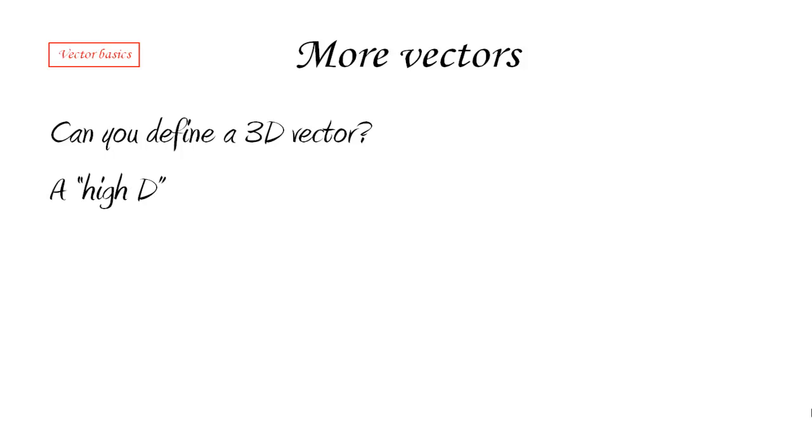So I'm going to leave you now for this class with these questions for you to ponder, questions that we're going to revisit in later classes. Things like, for instance, can you define a 3D vector? I'm sure you can, and we're going to see that very quickly in the next class. But can we define a high D vector, a high dimensional vector? Well, probably that's not very difficult for you either, right? So we're going to look at some of those definitions very quickly.